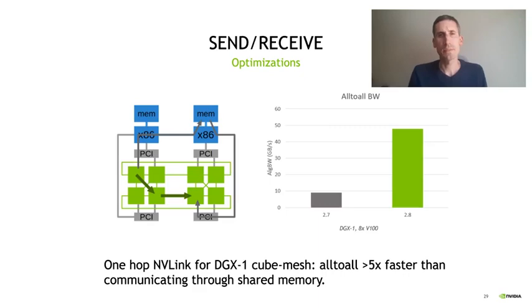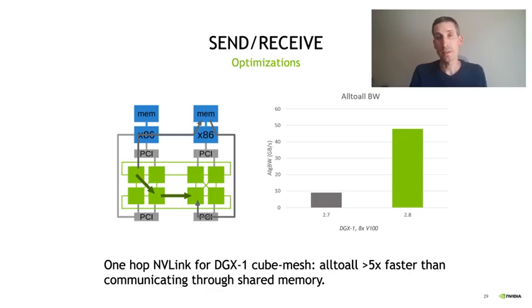So another case that we improved significantly in NCCL 2.8 is all-to-all for NVLink systems which do not have NVSwitch. And that is the case of the cube mesh in DGX-1, where some GPUs have a direct NVLink connection, but some others don't. And for those, in NCCL 2.7, they would actually communicate through shared memory, which means that they would all use that path for a significant part of their communication, and that would be a very clear bottleneck.